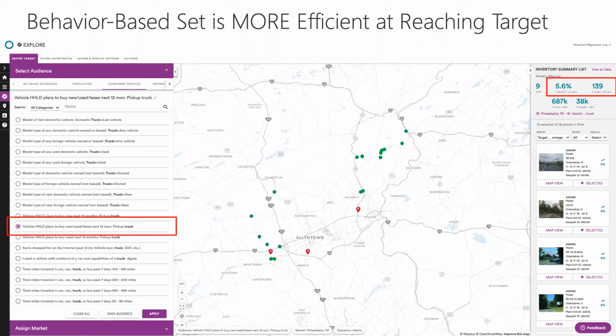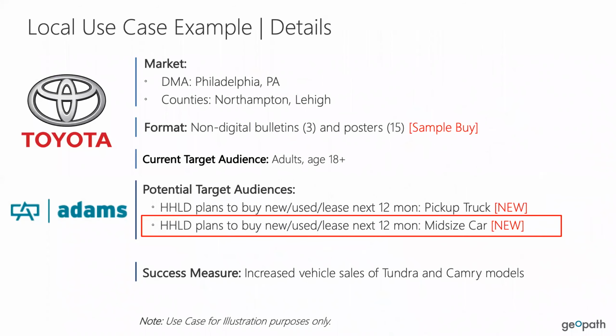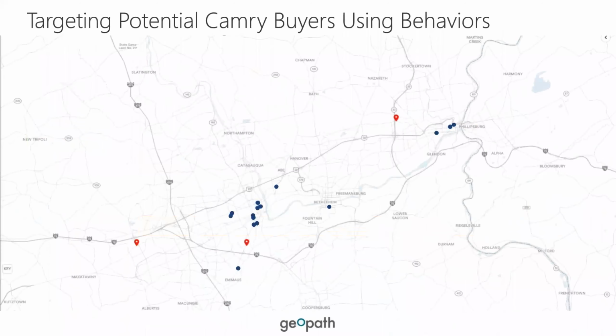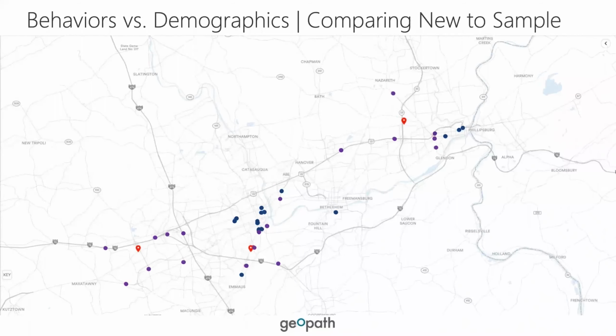Right. And we did the same thing. We wanted to take a look at mid-size cars, so anybody that might be Avalon, Camry buyers as well. Again, here's a map of the same kind of buy, 15 posters, 3 bulletins. What are the units that are most efficient at reaching that mid-sized car buyer audience? Layering that against the current sample buy, you see there is some overlap, but it does have a slightly different pattern, clustered in a couple different areas.